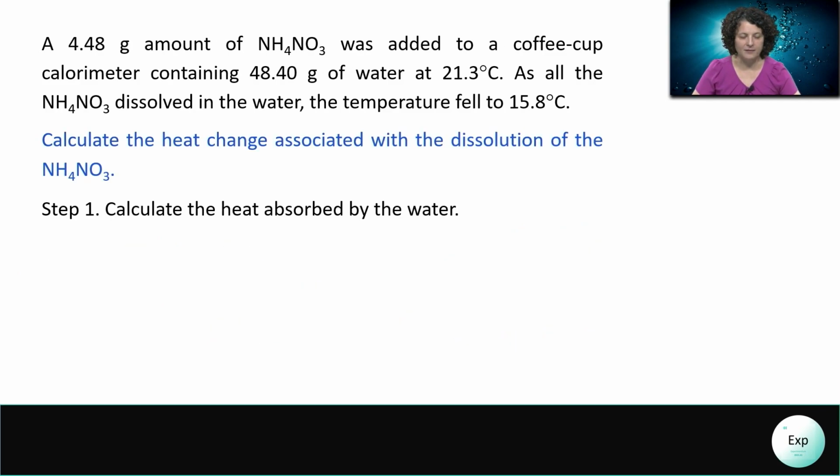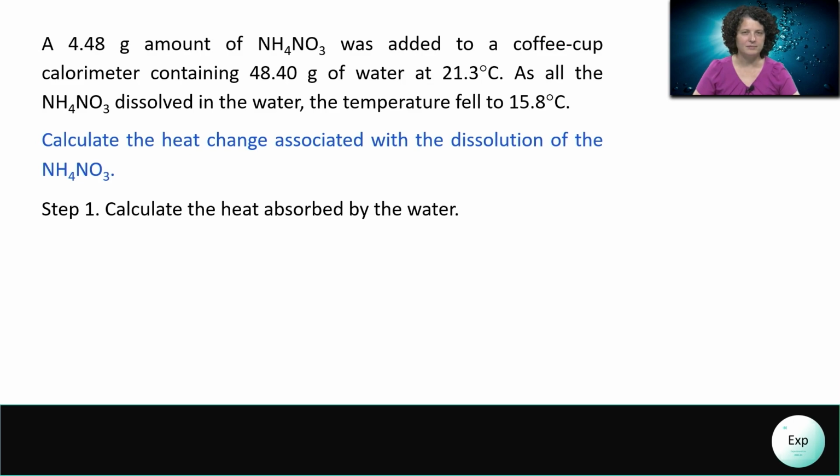Here we're going to take a 4.48 gram amount of ammonium nitrate, and we're going to add it to a coffee cup calorimeter. Inside that coffee cup calorimeter is 48.40 grams of water, initially at 21.3 degrees Celsius. And as the ammonium nitrate fully dissolves and the solution becomes homogeneous, the temperature falls to 15.8 degrees Celsius. The task is to calculate the heat change associated with the dissolution of ammonium nitrate.